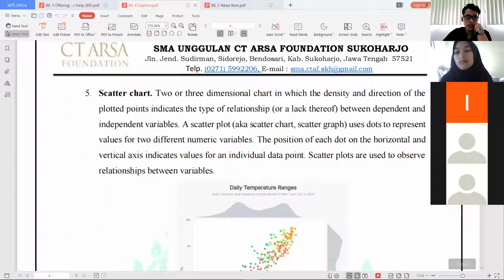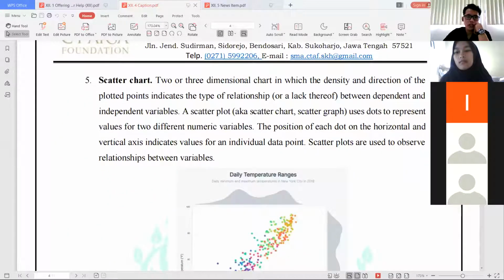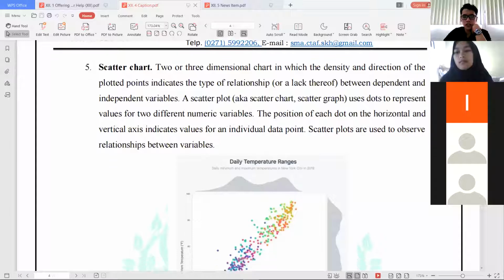Next one, scatter chart, is very complicated as well. A two or three-dimensional chart in which the density or direction of the plotted points indicates the type of relationship, or a lack thereof, between dependent and independent variables. A scatter plot, aka scatter chart or scatter graph, uses dots to represent values for two different numeric variables. The position of each dot on the horizontal and vertical axis indicates values for an individual data point. Scatter plots are used to observe relationships between variables. See this one.